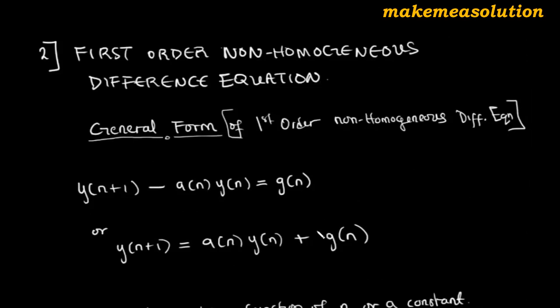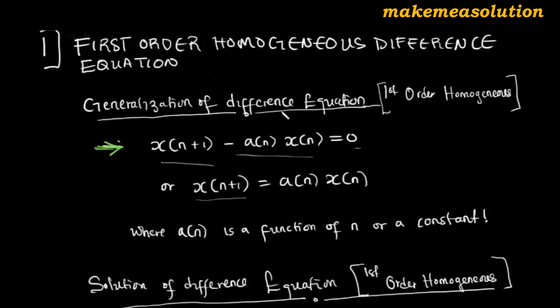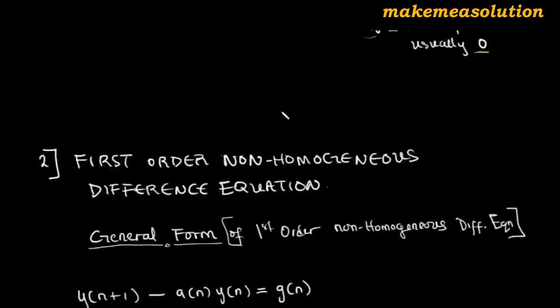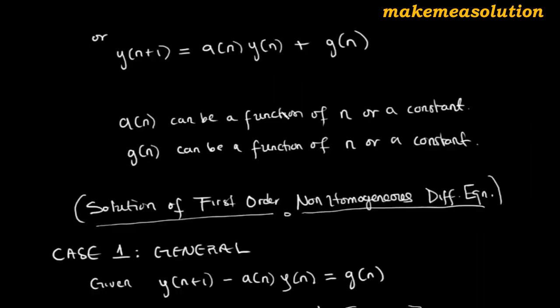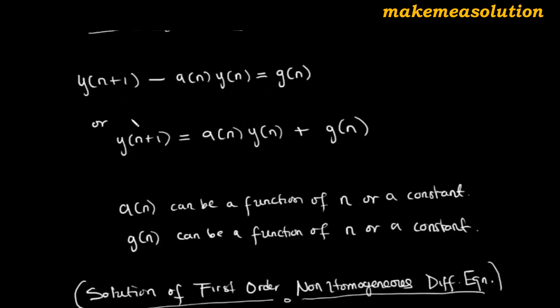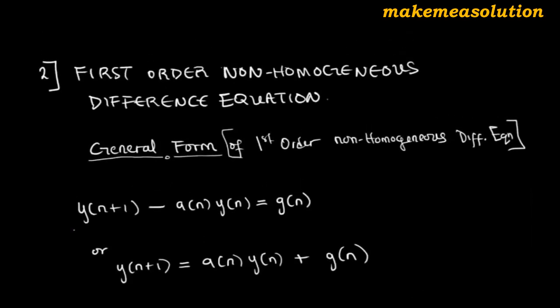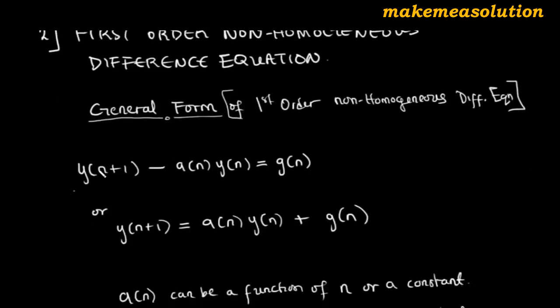Now let's go to another representation of the first order equation, which is the non-homogeneous case. Now you see that usually we represent homogeneous with the symbol x. So x is used for homogeneous, but for non-homogeneous we're now going to use y. Okay, so I think that's just the convention that mathematicians love using. Now this is the general form for a first order non-homogeneous difference equation: y of n plus 1 minus a of n times y of n equals g of n.